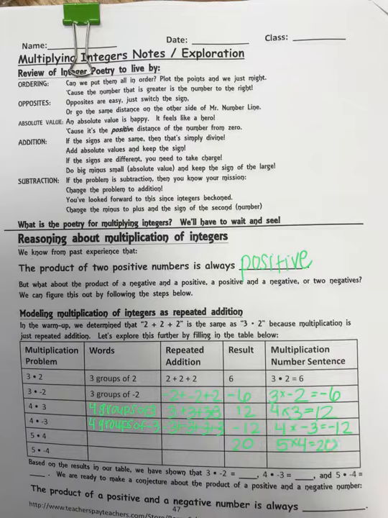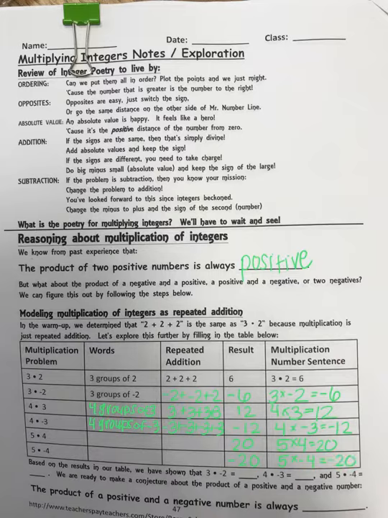What about 5 times negative 4, Ava? 5 groups of negative 4: negative 4 plus negative 4 plus negative 4 plus negative 4 plus negative 4. Yes, adding negative 4 together 5 times. And what's the result when we do that? Negative 20. So our number sentence can be 5 times negative 4 is equal to negative 20.